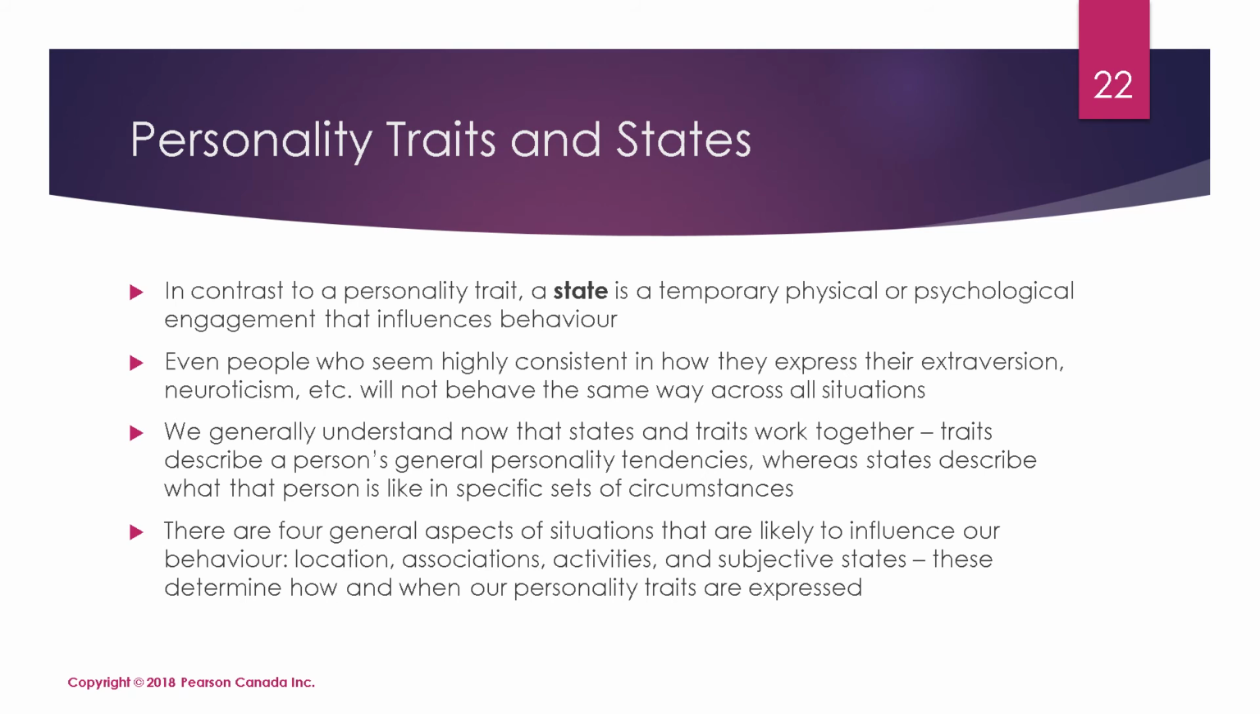The first is location, so for example, whether you're at work, at school, or at home. The second is association, so whether you're with friends, alone, or with your family. The third is activities, so things like if you're awake, if you're rushed, if you're studying, whatever behavior or other activity you're engaged in. And the fourth is your subjective states, which are things like being mad, sick, drunk, happy, any of those emotional or physical states at the time of the experience. These determine essentially how and when our personality traits are expressed.